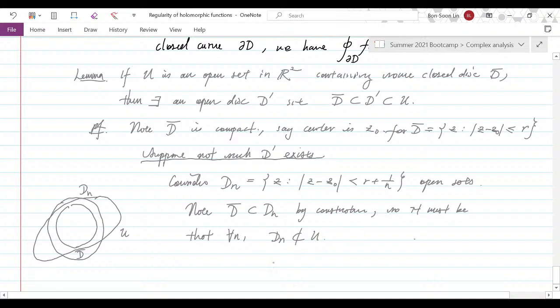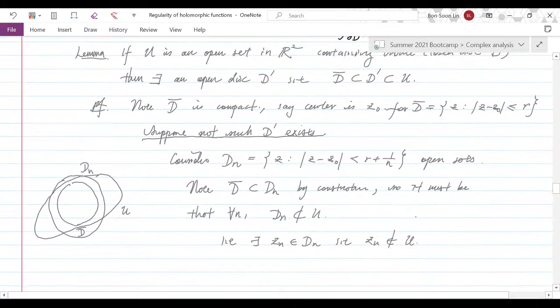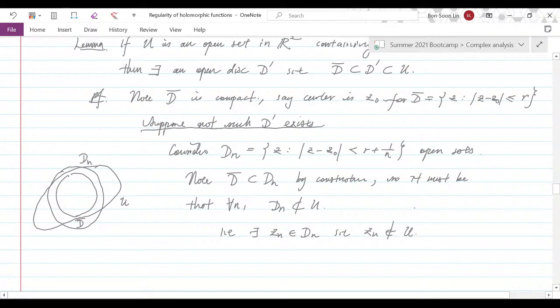So this means there exists some zn in Dn such that zn is not in U. Okay, you can always find this point. So let's see. Now, because it is not in U, and D bar is in U, the zn is also not in D bar as well.